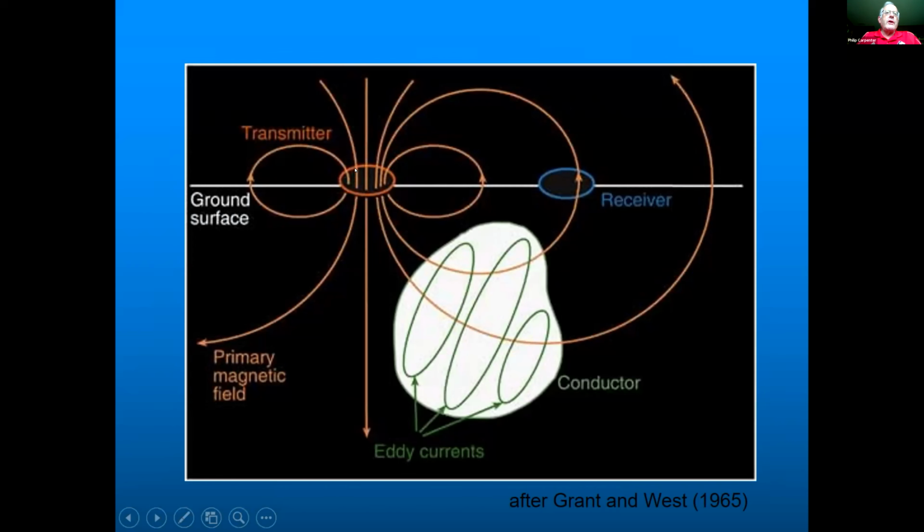What happens with the transmitter is it generates a magnetic field, which induces a current into a conductor, which produces its own magnetic field, which gets picked up by the receiver. So you've got what's called the primary field here, and then you have what's called eddy currents, and this is the secondary field. So you can tell what the conductivity of the earth is. And the nice thing about the EM is you don't need ground contact.